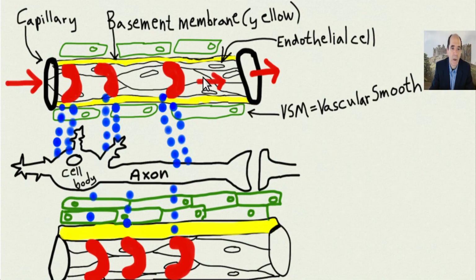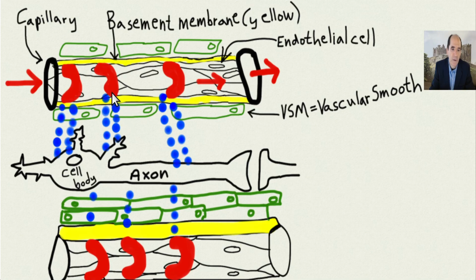So here's a normal capillary. The red blood cells are flowing through like this. The little yellow barrier is called the capillary basement membrane, attaches to the endothelial cells, holds them in place. These green cells are the vascular smooth muscle cells.